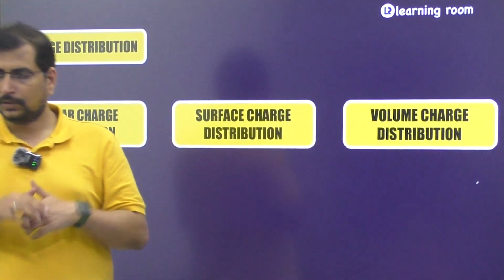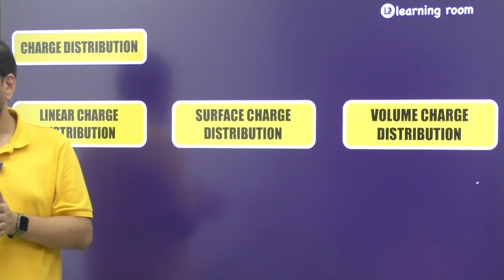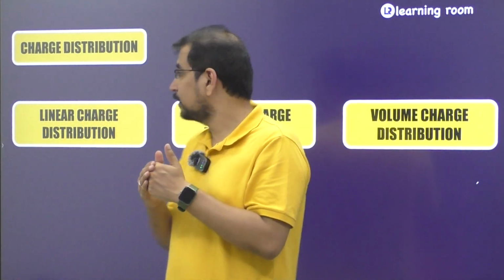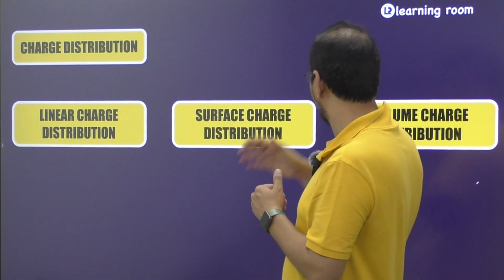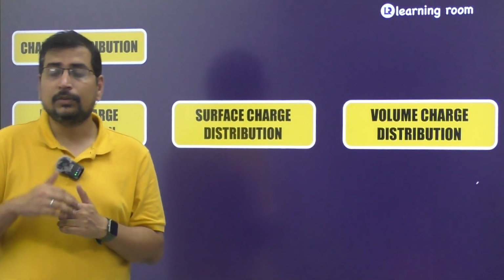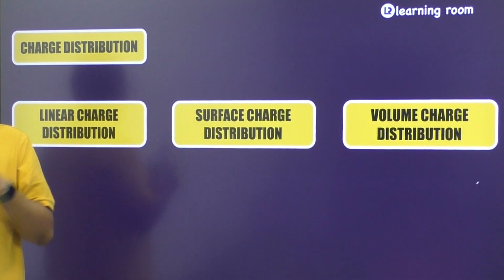The question is, the world need not have point charges everywhere. What if you have extended charges, right? If you have an extended charge like a linear charge distribution, surface charge distribution and volume charge distribution, then how are you going to define the charges for it? That is the first thing we are going to understand from this topic.